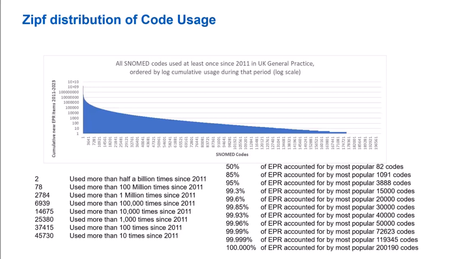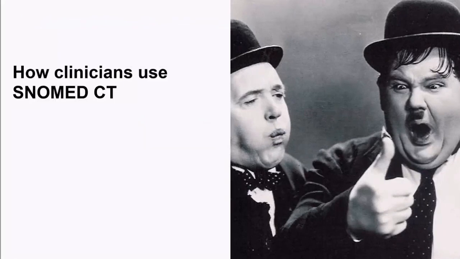and 99.93% of the entire GP data payload is within 40,000 codes. So that gives you an idea of just how steep the curve is.